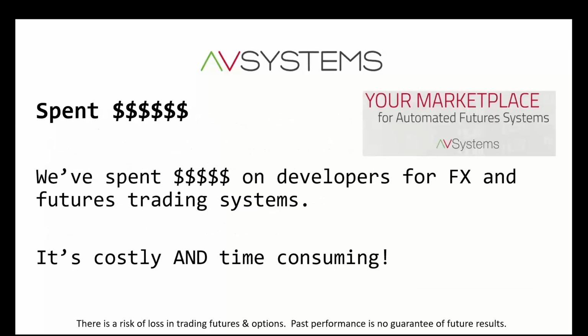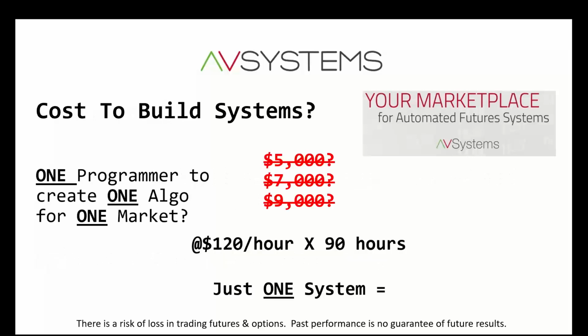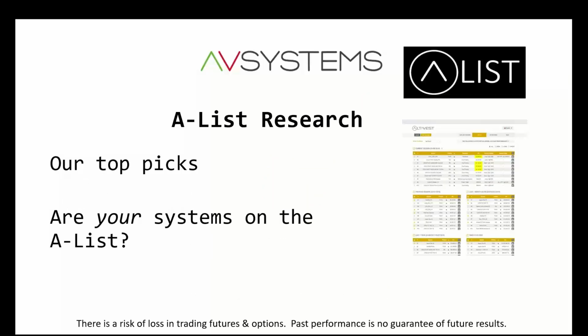We've spent a fortune. We've probably spent 7 figures over the years on developers for, you name it, FX systems, futures trading systems. It's a costly, time-consuming thing. Ask us how we know. And one programmer to build one algo for one market, just for one system, we've calculated over $10,000. So remember, you've got thousands of systems to choose from with AV systems.